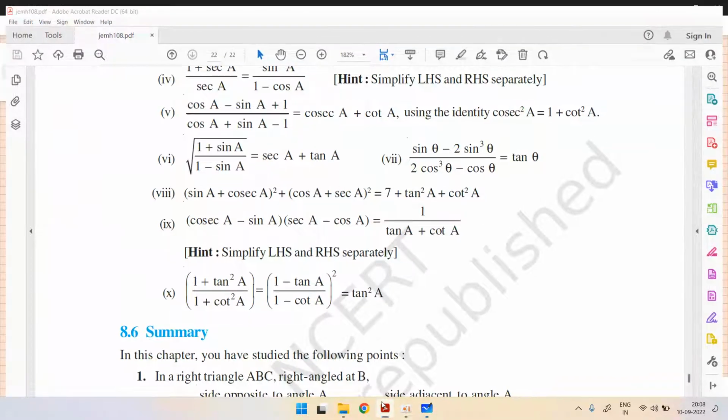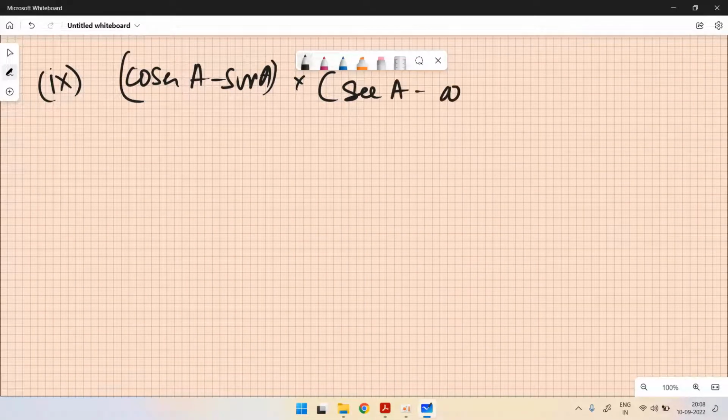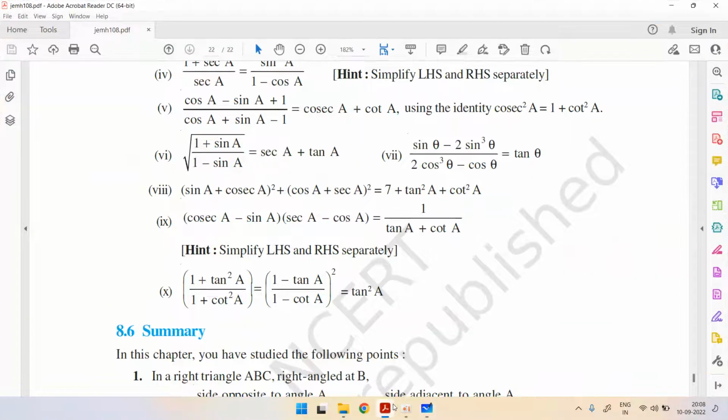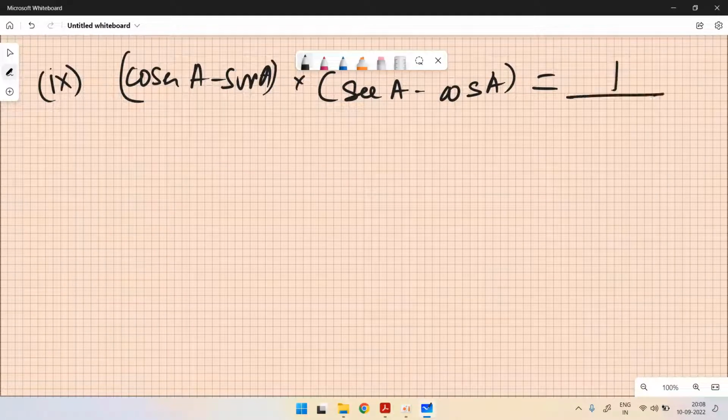Ninth part is cosecant A minus sine A into secant A minus cos A, and it says that you need to prove this equals 1 by tan A plus cot A.